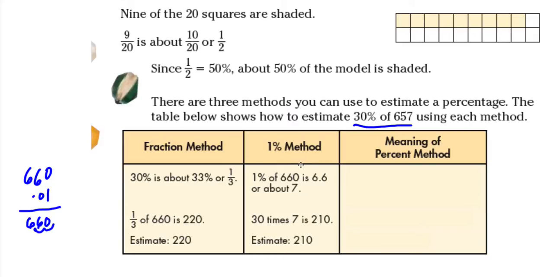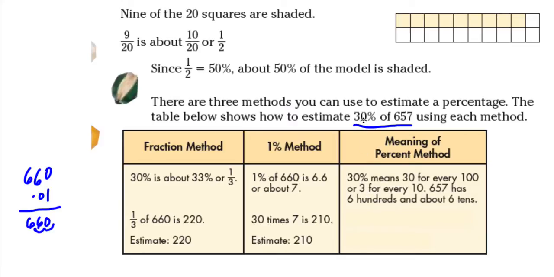Using the 1% method, 30% of 657 is about 210. Okay? And the final method, the meaning of percent method. So 30% simply means 30 for every 100. Remember the meaning of percent, it's by the hundreds. So 30% means 30 of every 100, or 3 out of 10. Why 3 out of 10?